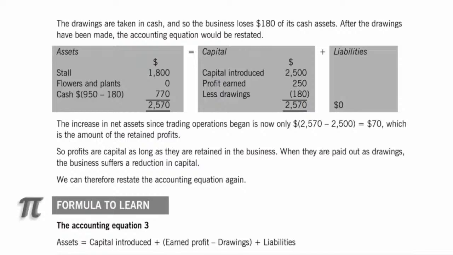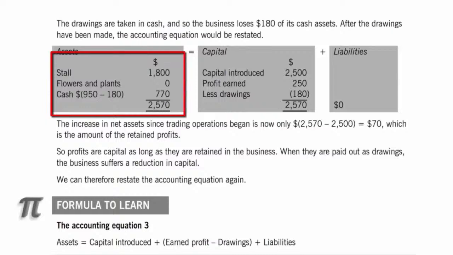Step 4. How drawings affect the accounting equation. Let's look at how this affects the overall financial position of the business. Adjusting the assets. Since Neelam took out $180 in cash, the business's cash balance is now lower. Here's how the business's assets look after the drawings.